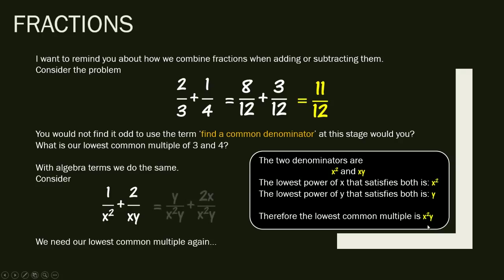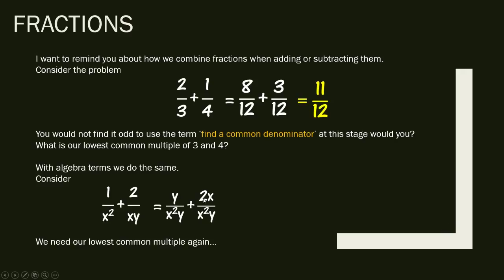So we're looking for the highest power of x and the highest power of y, and that becomes our common multiple at the bottom. To get x squared to become x squared y, we have to multiply by y. So we'll multiply top and bottom by y, giving 1 times y gives y, and x squared times y gives x squared y. To get from xy to x squared y, we have another x to multiply by, so we multiply top and bottom by x. That gives me x squared y on the bottom, and 2 times x is 2x at the top.